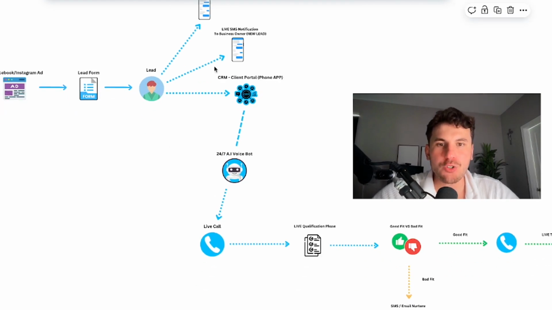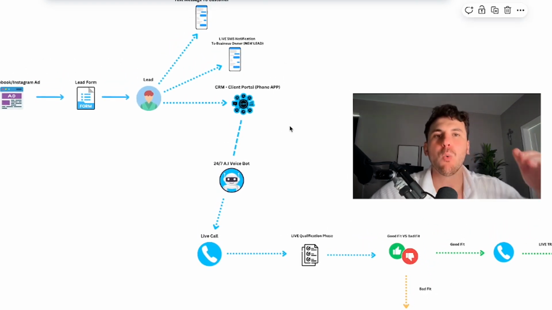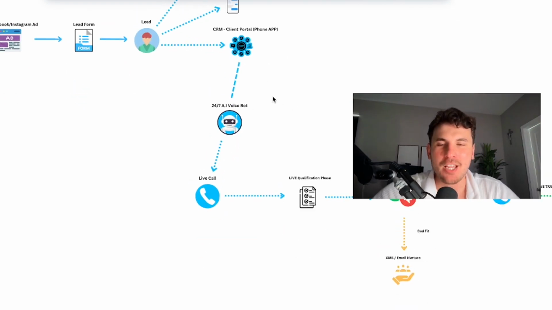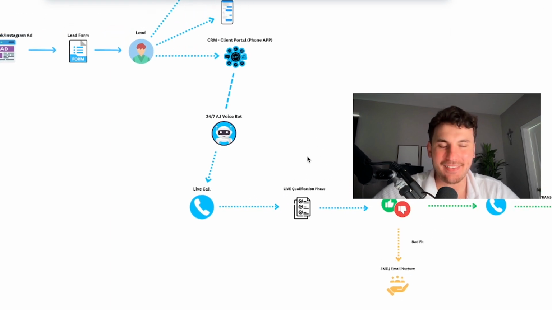Now, it's also going to be zapped into the CRM. Now, we use Go High Level. I'm not a Go High Level fanboy. It's just the best CRM to use when you're scaling your AI agency. We also have an AI bot. So as soon as somebody fills out this lead form, the AI bot is going to contact them.